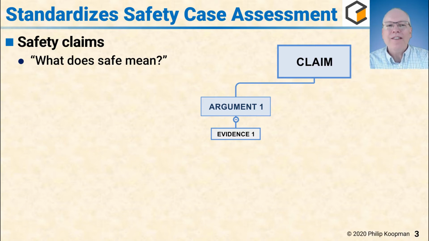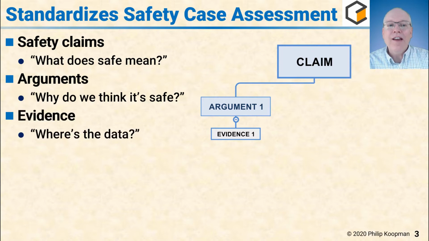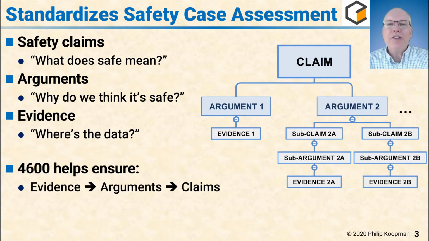Well, what's a safety case? A safety case generically has some claims: what does safe mean? It has some arguments: why do we think our vehicle is safe? And it has some evidence: where's the data? 4600 helps make sure that the evidence actually supports the arguments and that the arguments actually support the claims. So rather than being a big pile of documents, this results in a structured argument that someone else can understand and say, yes, indeed, it looks to me like the claims are true.